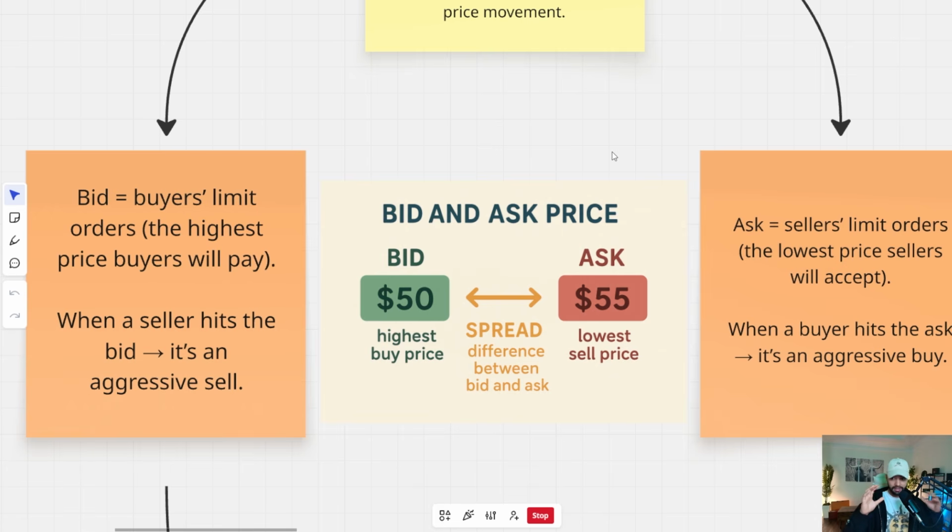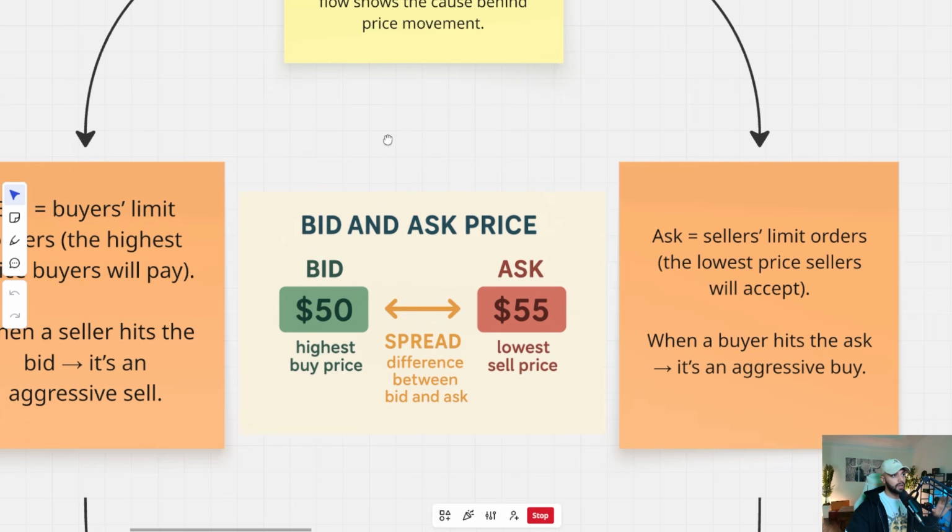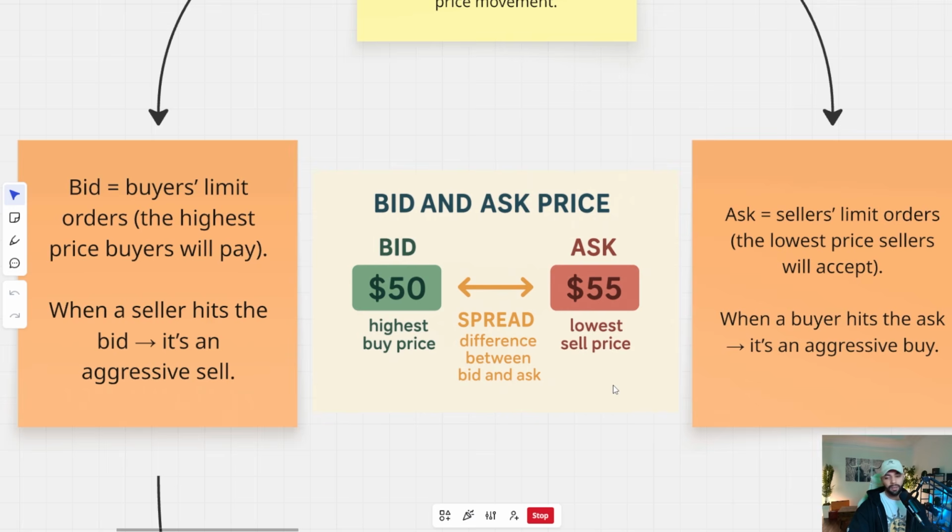Okay, so again, very important here. The ask is the lowest price the sellers are willing to accept. Now, when a buyer hits the ask, it's an aggressive buy offer. Why? Because this buyer is paying a more expensive premium to get into his position. He's willing to pay a higher price, so he's being aggressive. So the ask will always be higher, depending on how volatile it is.